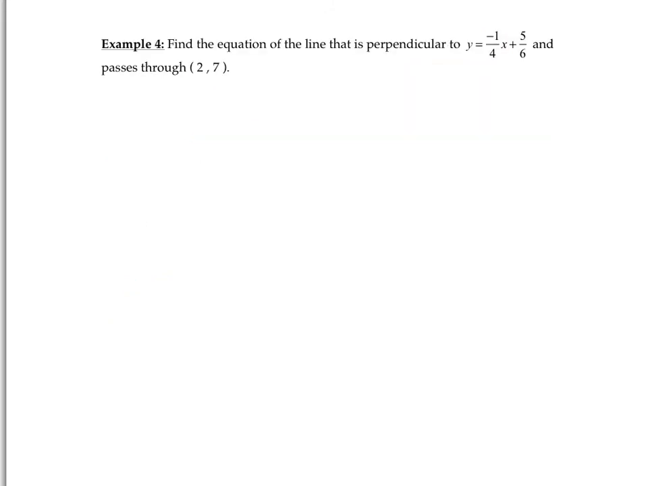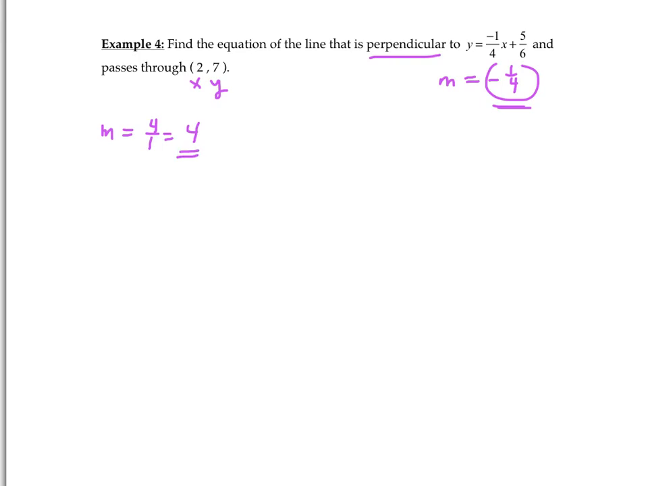On our fourth and final example, we're asked to find the equation of the line that is perpendicular to y equals negative 1/4 x plus 5/6 and passes through the point (2, 7). So this is an x and a y. If the lines are perpendicular, their slopes are negative reciprocals. This line, the original, has a slope equal to negative 1/4. So our new slope has to be the negative reciprocal of this. So the reciprocal of 1/4 would be 4/1, or just 4. And since this slope is negative, our slope must be positive in order to be perpendicular.